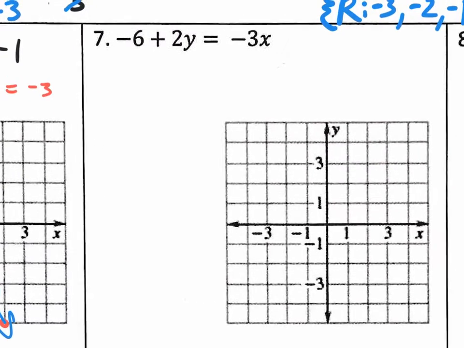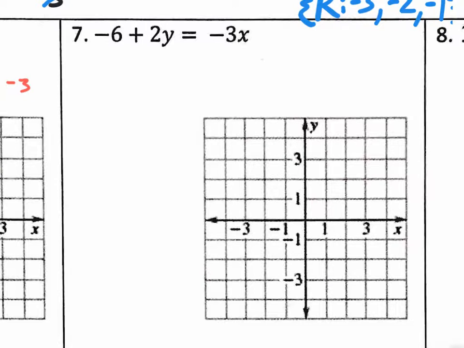Let's try number 7. Number 7, is it in function form? Absolutely not. So what do I need to do? We're going to first start getting the y by itself by getting rid of minus 6 by adding 6. So let's do that. Let's go plus 6 here and plus 6 over here. So negative 6 plus 6 is 0. Let me rewrite what I have so far. I have 2y equals negative 3x plus 6.